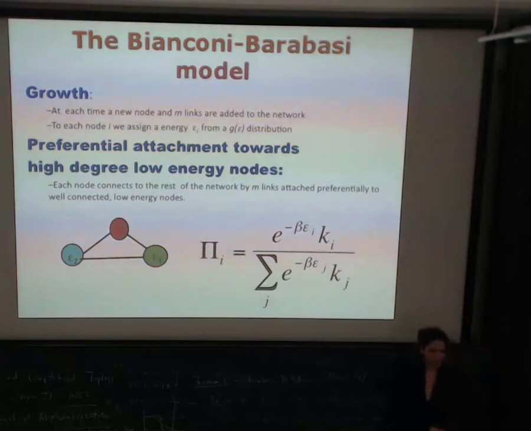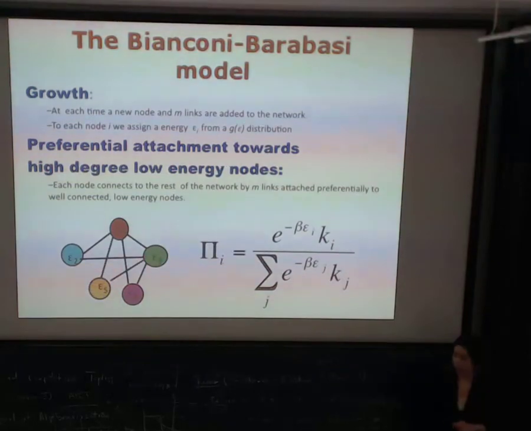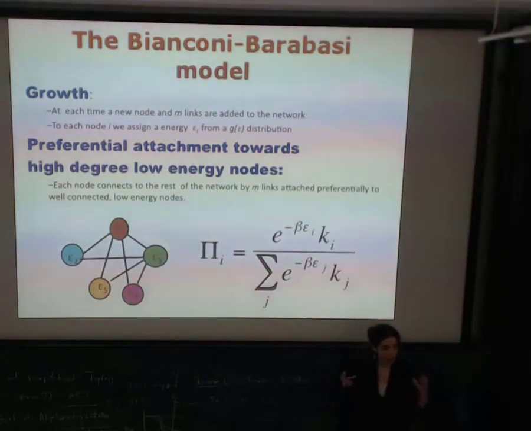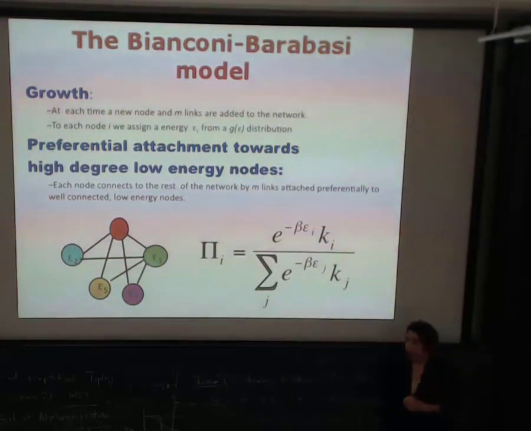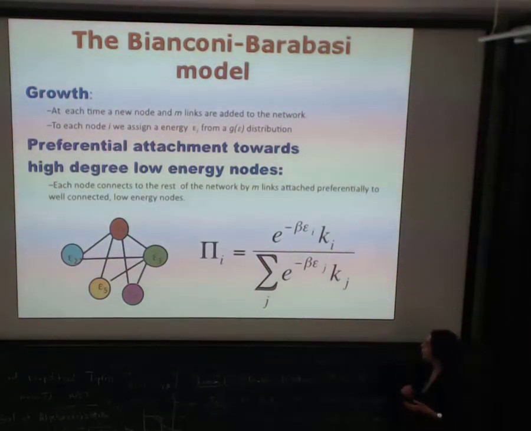So we can have a BA model in which we attach this unitary cell, one new node and M links, and we attach that with preferential attachment, so to web pages that are very popular, but also to web pages which are very fit, meaning that they have a high interesting content. And we model this by this modification of the kernel.